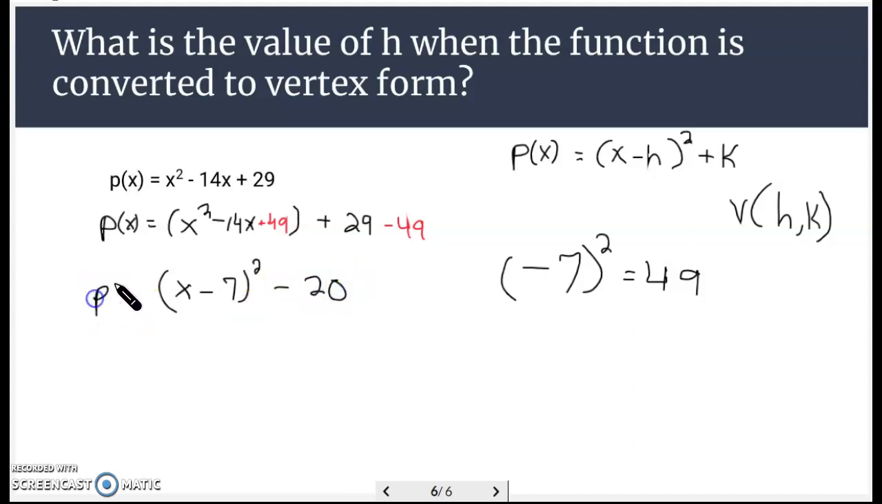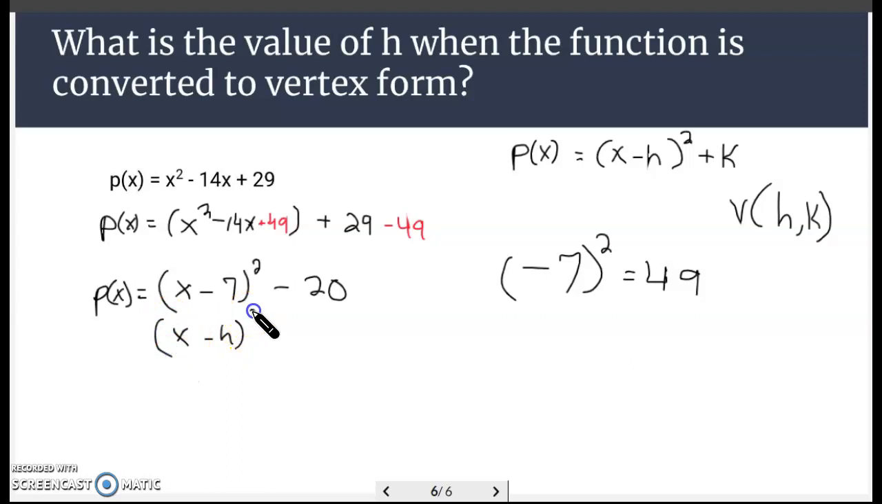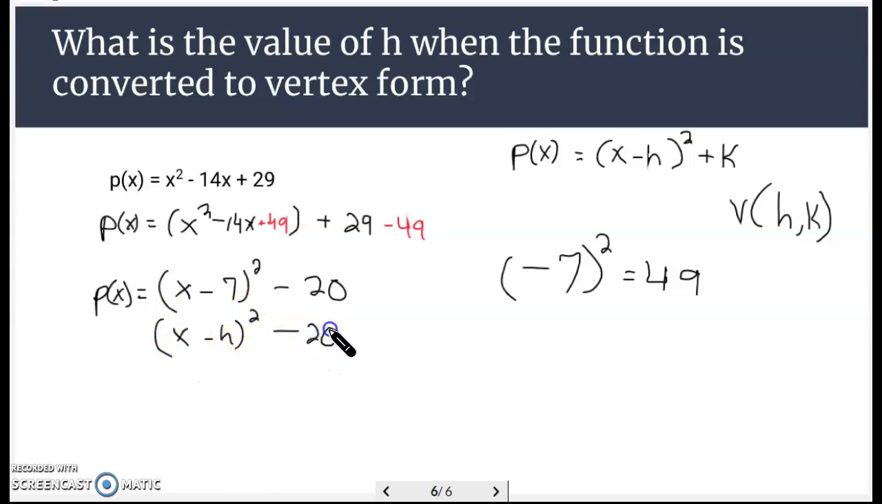And here is vertex form. See it, x minus h quantity squared minus 20, or in the formula itself, k. So our vertex is 7 and negative 20, but they just want to know what the h value is, the h of h, k. We just really care to answer the question. We just know that this is 7. That's all it was asking for.